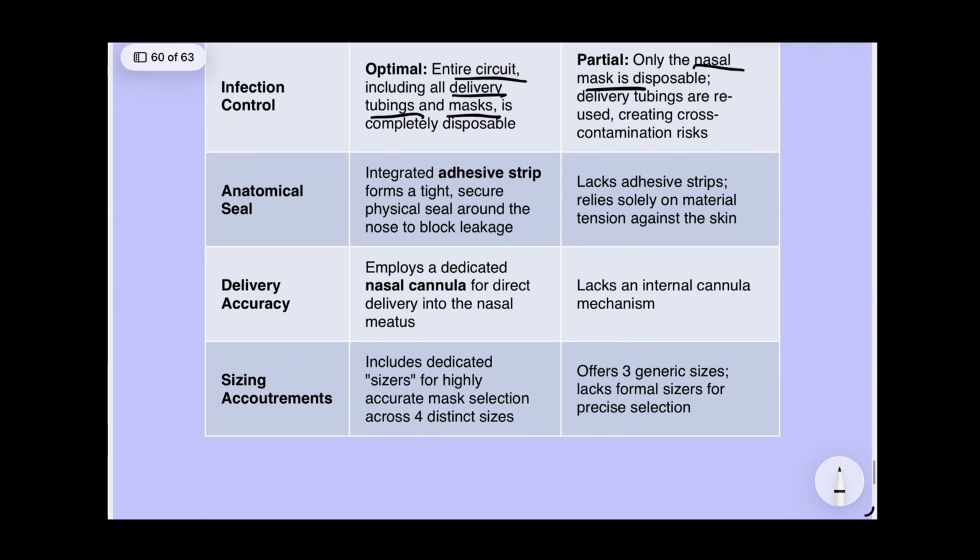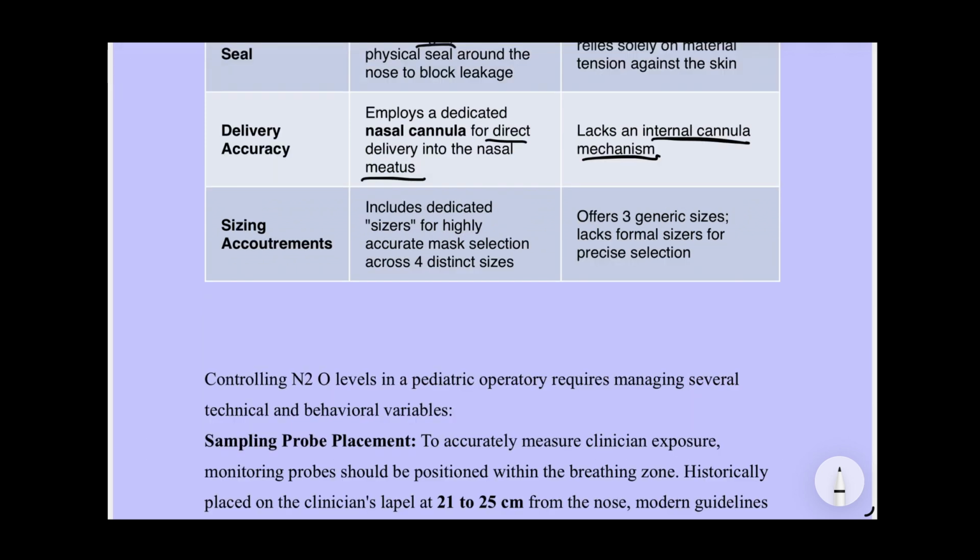Anatomical seal: Silhouette's integrated adhesive strip forms a tight, secure physical seal around the nose to block leakage. Axis adhesive strips rely solely on material tension against the skin. Delivery accuracy: Silhouette employs a dedicated nasal cannula for direct delivery into the nasal meatus, and Axis has an internal cannula mechanism. Sizing: Silhouette includes dedicated sizers for highly accurate mask selection across 4 distinct sizes, and Axis offers 3 generic sizes, without formal sizers for precise selection.